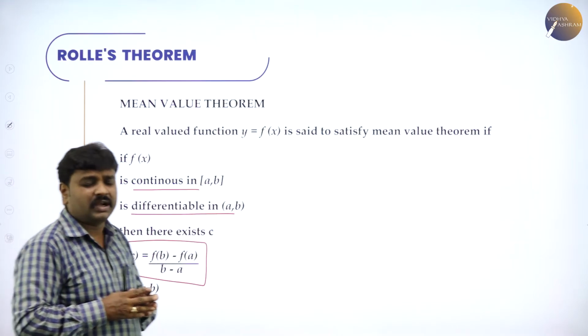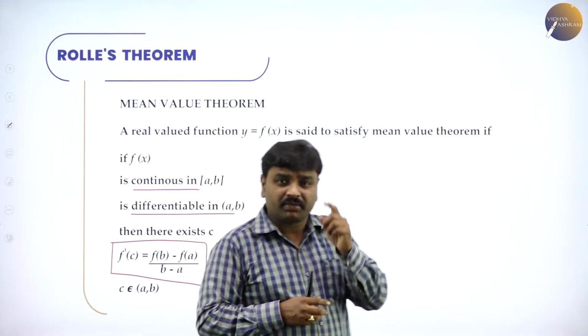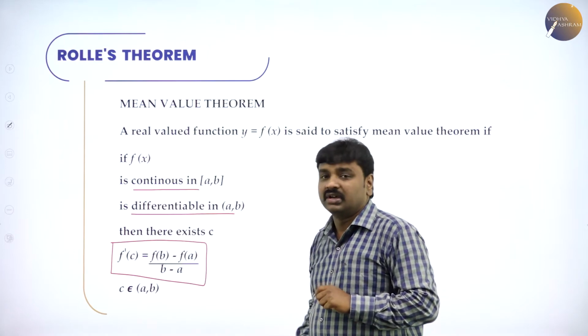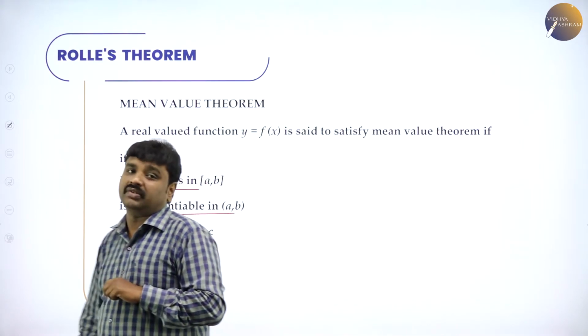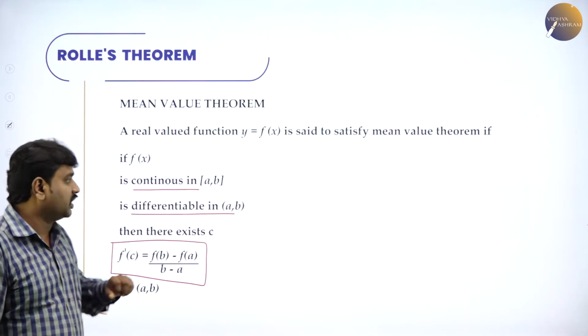What is the f dash c formula? f of b minus f of a by b minus a. This is the f dash c formula. Then equate it, solve and get c, and that c should lie in the open interval. That c should lie in what? Open interval. This is the rule.